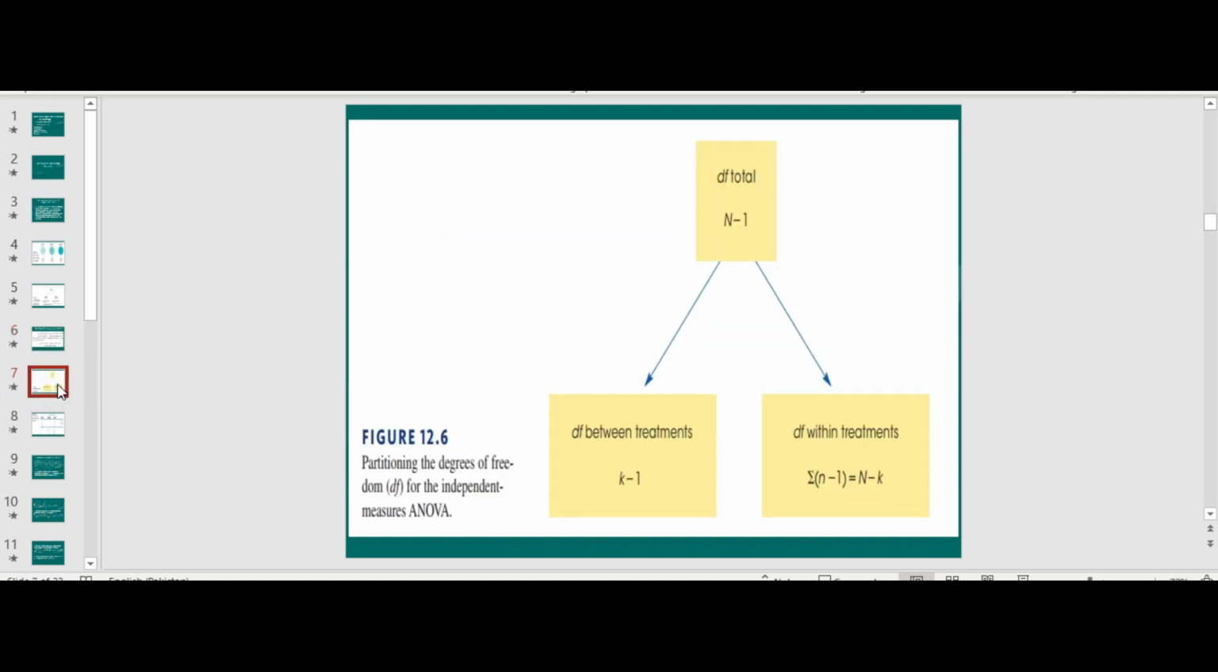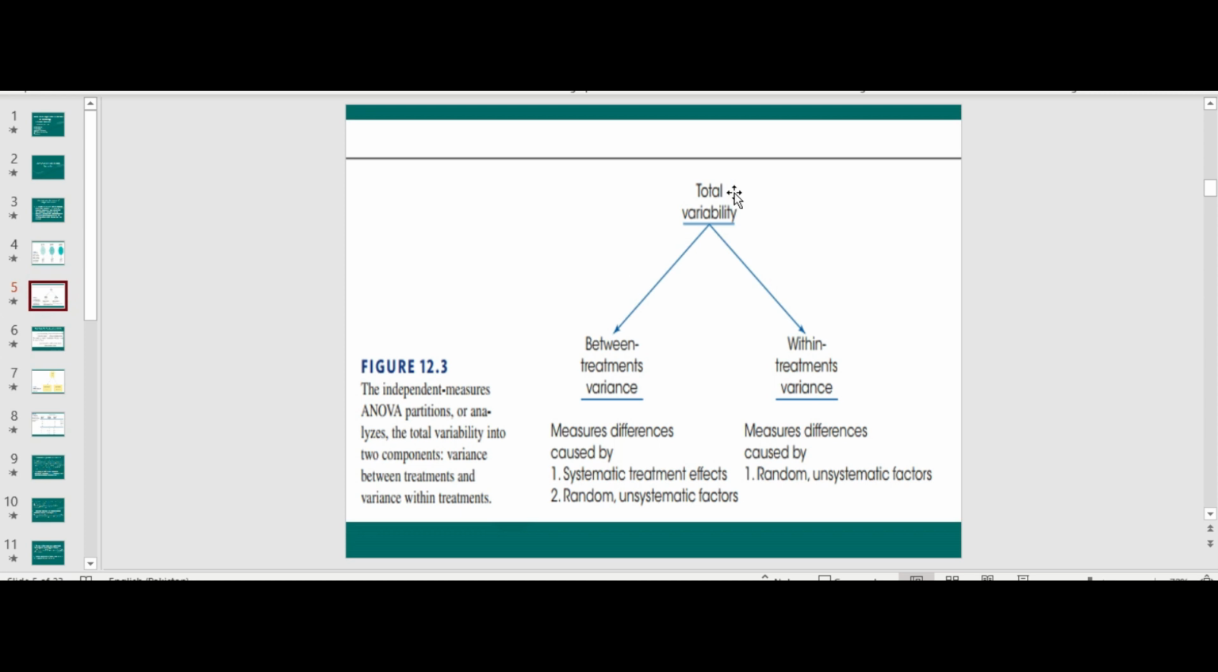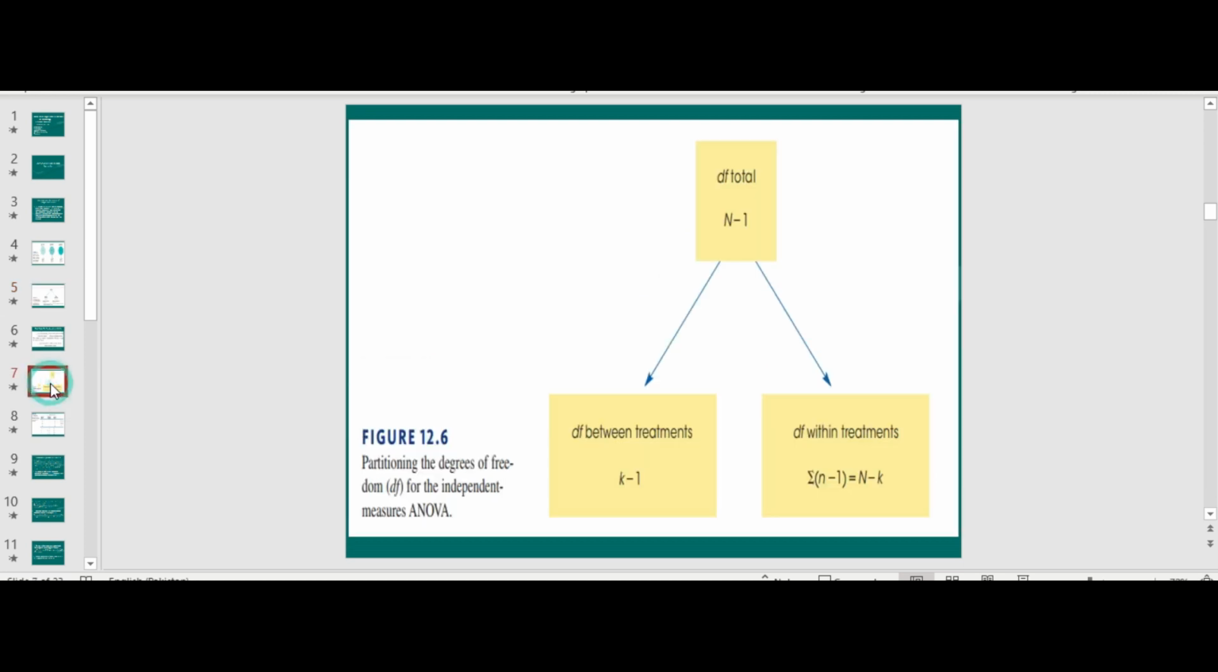we will calculate the variance between the treatments and the variance within the treatments. So just as the variability has been divided into two basic components, between treatment variance and within treatment variance, just like that, DF is also divided into two components: DF between treatments and DF within treatments.